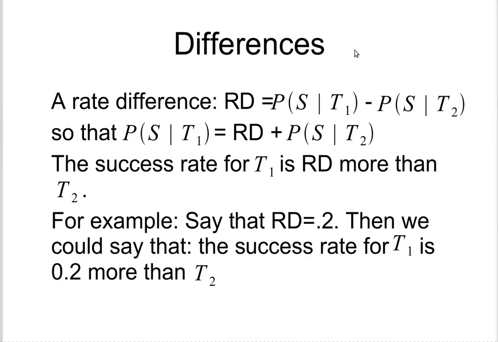Perhaps the most basic characteristic that one can construct is the rate difference, which is the difference between the probability of success with pretreatment 1 minus the probability of success given pretreatment 2. There's lots of ways in which one can write the risk difference. So, for example, if the risk difference was 0.2, then we could say the success rate for pretreatment 1 is 0.2 more than with pretreatment 2.